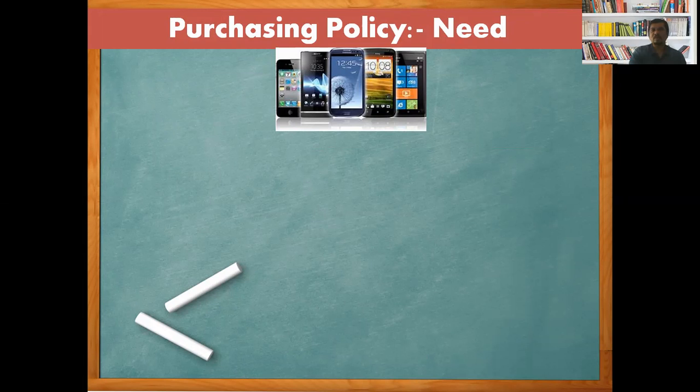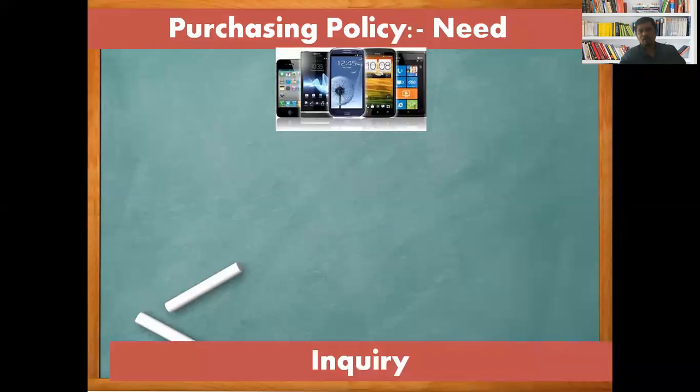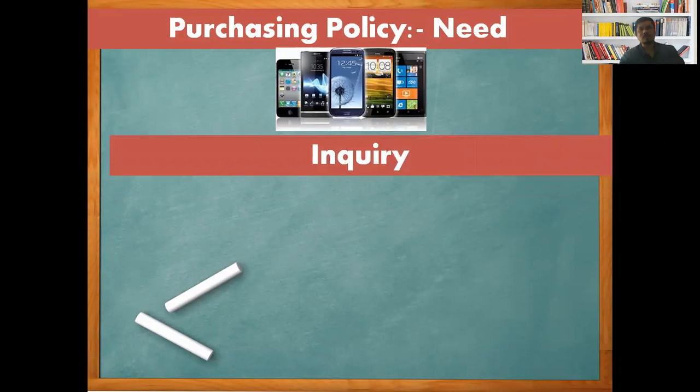Now let us think about what procedure, what steps, what systematic method you are going to follow at the time of purchasing mobile phones for the staff. If you have 100 employees and you want to purchase 100 smartphones, what steps are you going to follow? Now look here, the first one. First of all, you are going to make an inquiry. How can you make an inquiry?